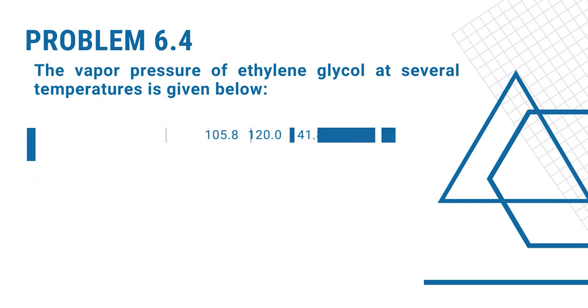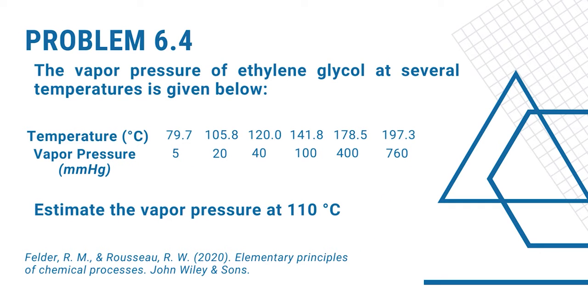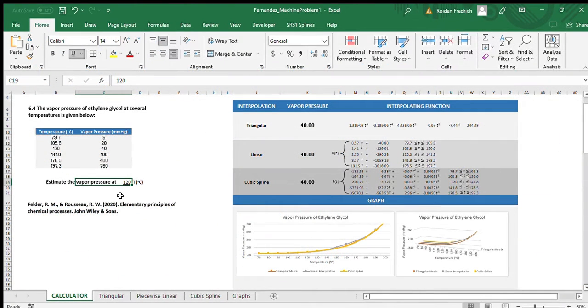For example, we have problem 6.4 from the book Elementary Principles of Chemical Processes. The vapor pressure of ethylene glycol at several temperatures is given below. Estimate the vapor pressure at 110 degrees Celsius. I already solved the problem using Microsoft Excel, and I will explain to you how I got these results.